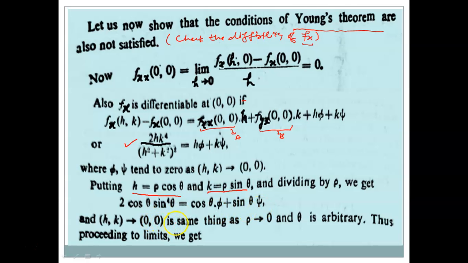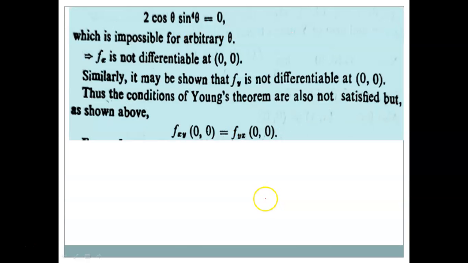Now when (h,k) tends to (0,0), it is the same thing as saying that rho tends to 0, and in that situation theta is an arbitrary number. Proceeding with these limits, when you take (h,k) tends to (0,0), then according to the definition of differentiability, this phi and psi also tend to 0. That means this 0 and this 0. So ultimately on the right hand side we will have 0, and on the left hand side we will have this expression, so we get this quantity.